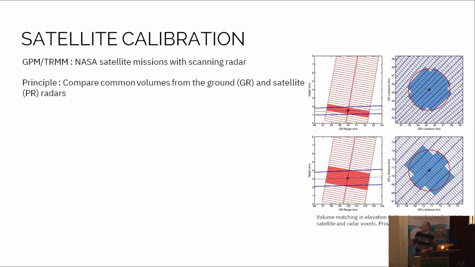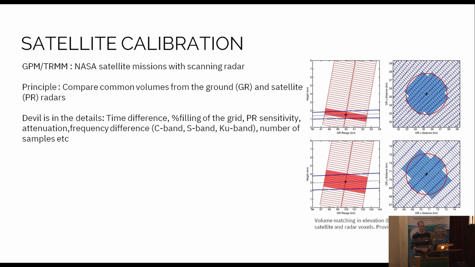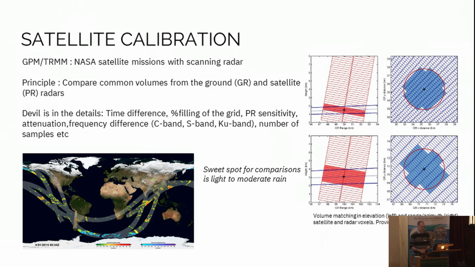the larger boxes. In the left plots are the elevation plane, the vertical planes, and the right plots are the horizontal planes. We match these large pixels from the satellite radars with the much finer pixels of the ground-based radars. And this allows us to compare common values to provide an absolute calibration. But of course, the devil is in the detail.